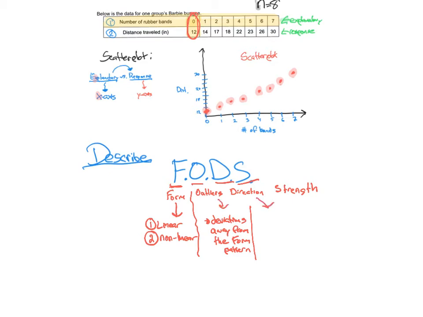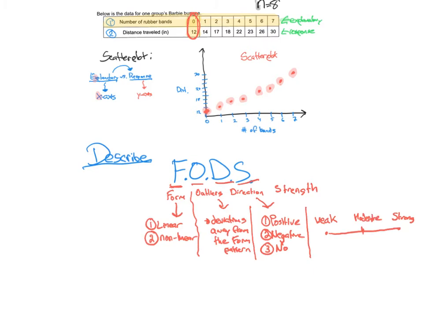Direction. I want you to have one of three directions. It's either going to be positive direction, negative direction, or no direction. Okay? Fair enough. And then strength. We're going to use a rating scale. Thinking about your form, how tightly packed are the points? From weak, on a sliding scale, up to strong. Maybe kind of in the middle, we'll call it moderate. Okay, so that's what we're trying to find.